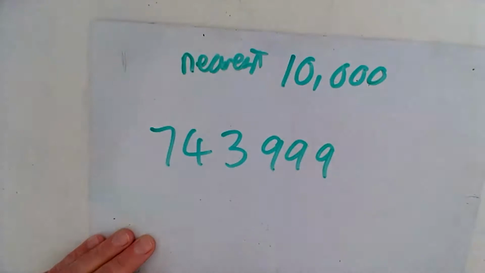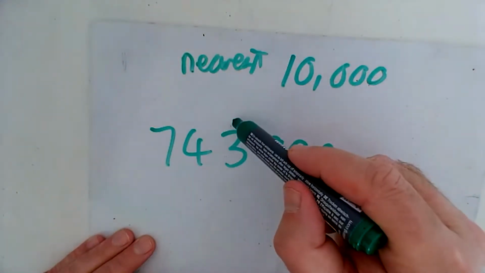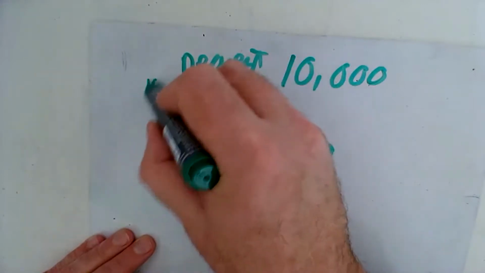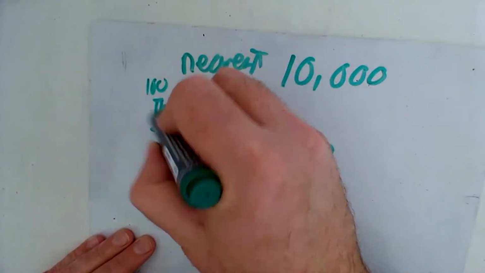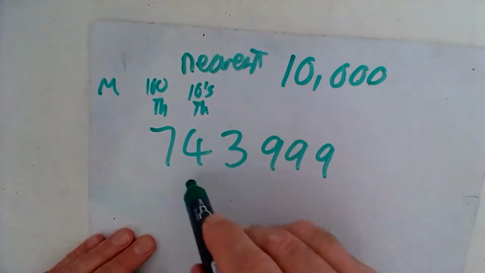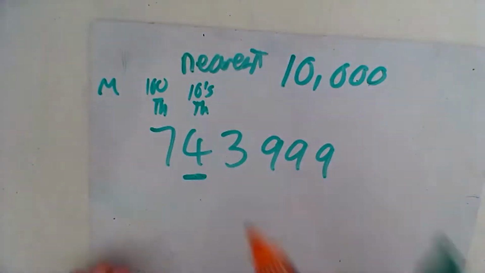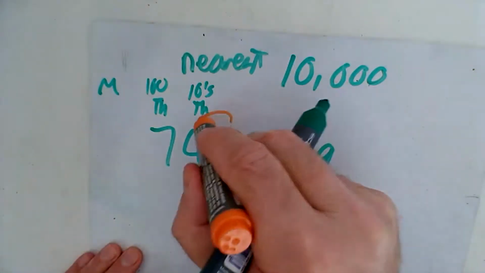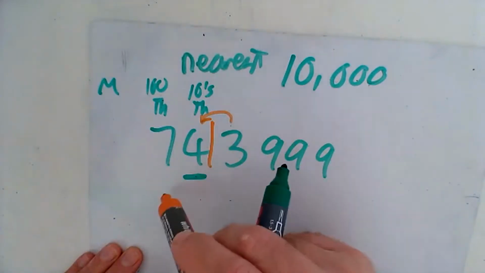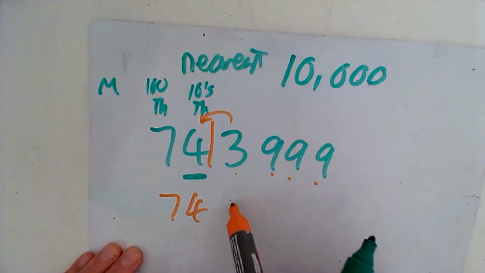Now I just find my 10,000. So I've got my units, tens, hundreds. I've got my thousands. These are my tens of thousands. Actually, these are my hundreds of thousands. And then the next one would be the millions. So to the nearest 10,000, I underline my 10,000. Put in my line. Does this 3 affect the 4? No, it doesn't, because it's 4 or below. So these stay the same. All these other numbers now get replaced by zeros.